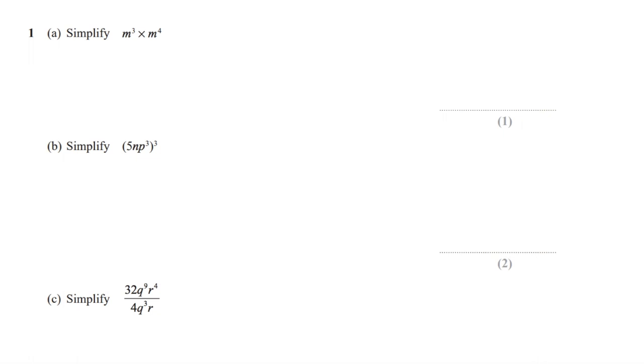Question 1a. Simplify m cubed times m raised to the power of 4. When the base variable or numbers are the same and we're multiplying, we must add the powers together. So essentially what we have is m cubed times m raised to the power of 4. The base variable m are the same, so we're going to add the powers together. So our answer is m raised to the power of 7. So our final answer is m raised to the power of 7.